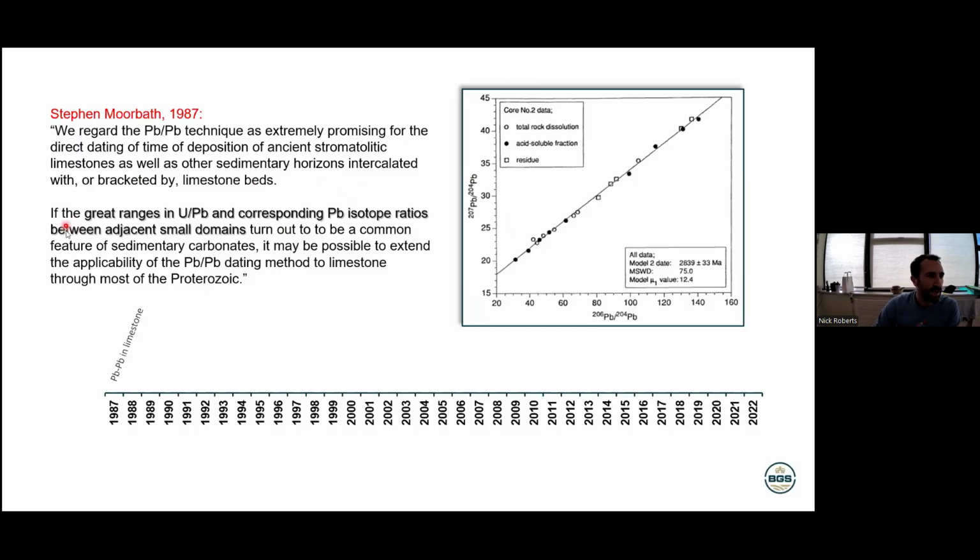Particularly this bit of the quote: the great ranges in uranium-lead and corresponding lead isotope ratios between adjacent small domains turn out to be a common feature of sedimentary carbonate, and it may be possible to extend the application to dating limestone throughout most of the Proterozoic. Well, Stephen Moorbath at the time wouldn't have been aware that we would in the future be doing laser ablation to date these rocks, but it is this kind of variation in the uranium-lead ratios, as we'll see much later on, that really allows us to use this technique. This is really quite pioneering.